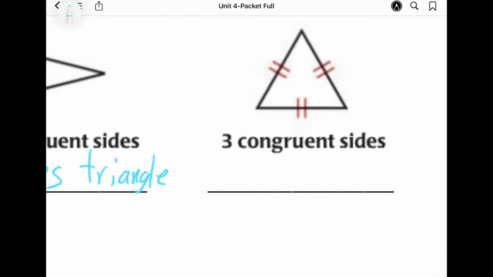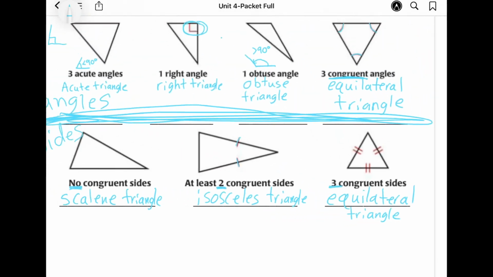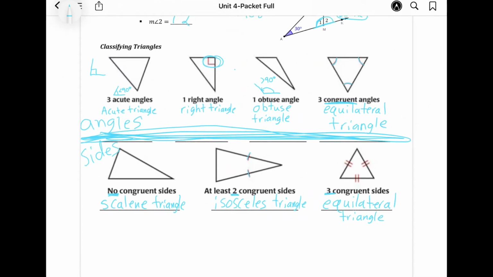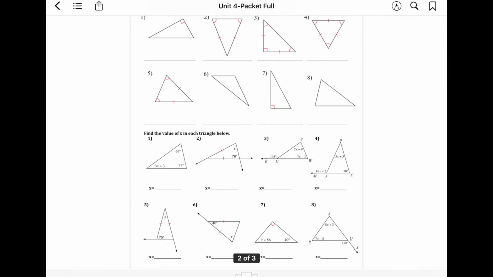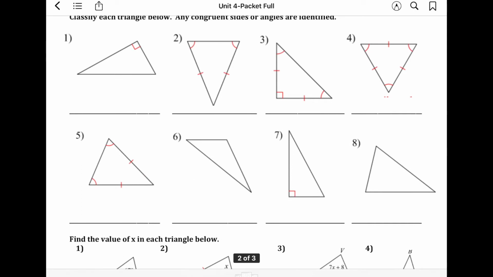And then lastly, if we have all sides congruent, we are working with an equilateral triangle again. So if you have this printed off, take time to attempt the next page, which has 8 different triangles that you need to classify using sides and angles. So you're going to have 2 different answers for each of these 8 triangles. Again, pause the video and try them.